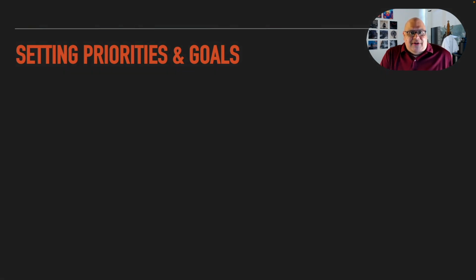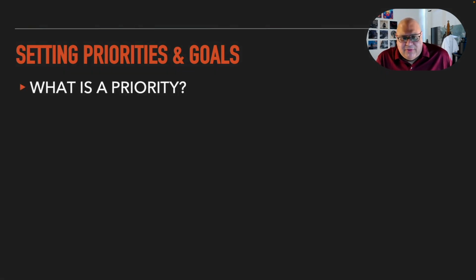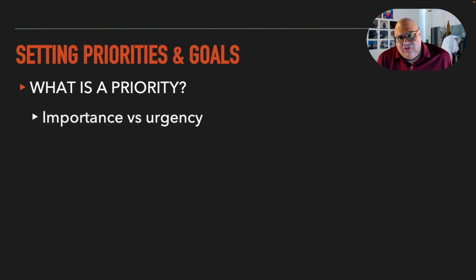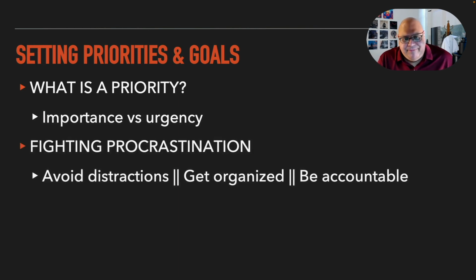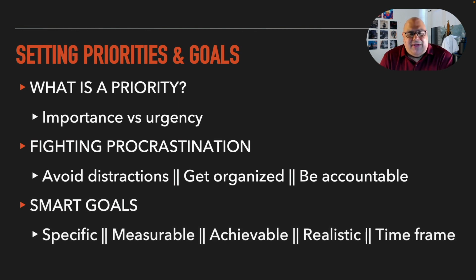So finally, to review our discussion, today's episode was on setting priorities and goals. We talked about what is a priority, and that is determined by the relationship between importance and urgency. We talked about ways of fighting procrastination. You want to avoid distractions, be as organized as you can, make yourself accountable in various ways, as I described. And then we looked at the concept of SMART goals, and I gave a couple of examples, but as a brief reminder, SMART, the acronym SMART, stands for specific or specificity, measurable, achievability, realism or realistic, and time frame.